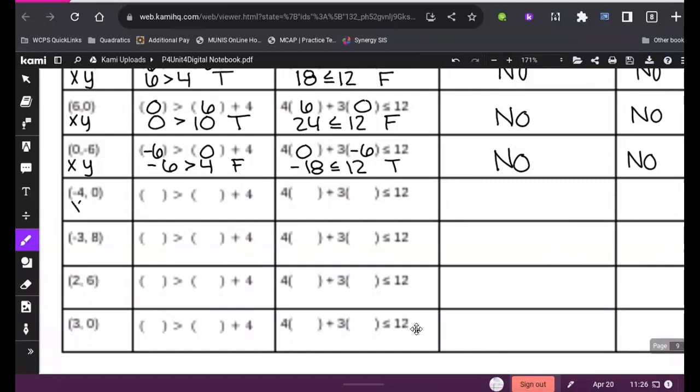We have 4 more points. So negative 4, 0. Plug in 0 for y, negative 4 for x. So for this one, 0 is greater than 0, which that's not entirely true. 0 is equal to 0, so that one's false. And we have that negative 16 is less than or equal to 12. Well, that's true. Negative 16 is less than 12. But it does not satisfy both inequalities, so no, it is not a solution.